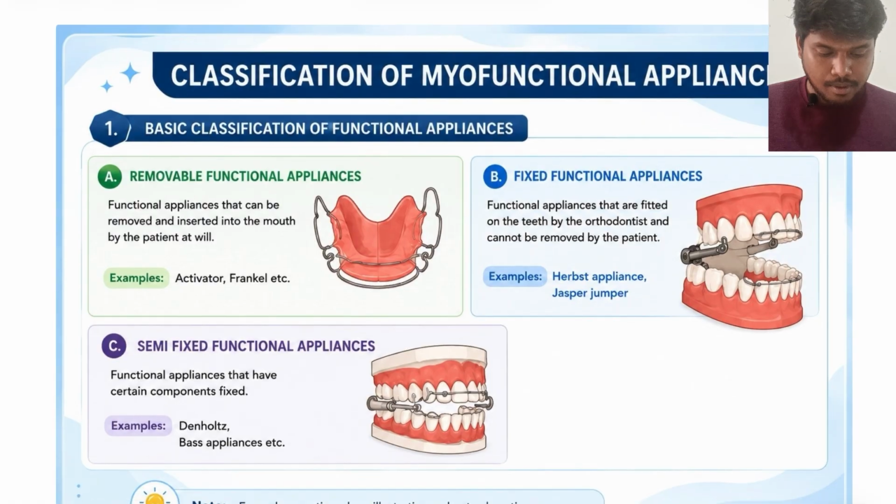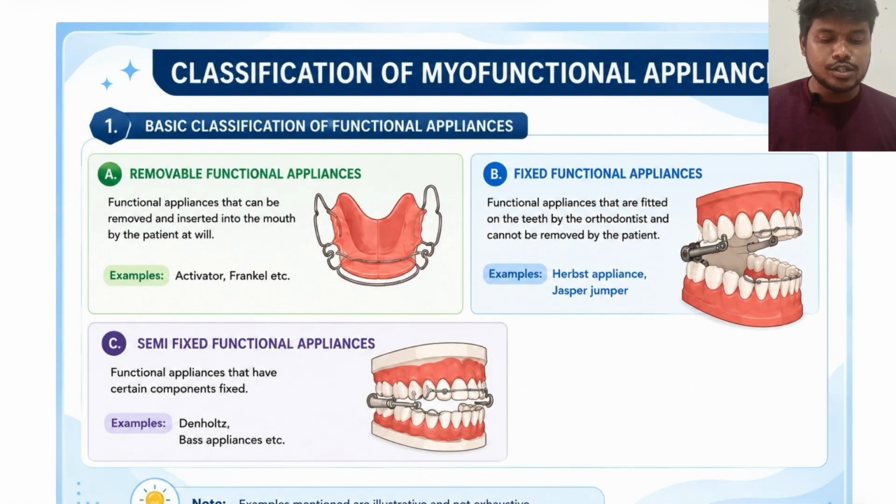Next. Now let's see the classification of myofunctional appliance. So myofunctional appliances have different categories. So there are different classifications. Let's go one by one. Basic classification of functional appliance. There are basic types: removable, fixed and semi-fixed.